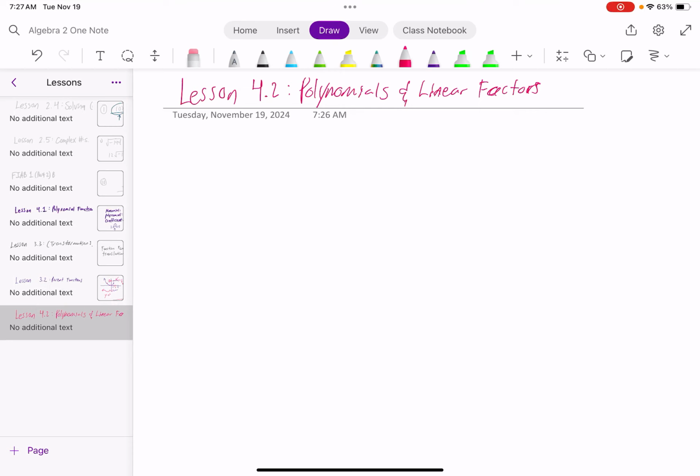All right, good morning, everybody. Today we're going over lesson 4.2 on polynomials and linear factors. So basically, this is all about factoring.